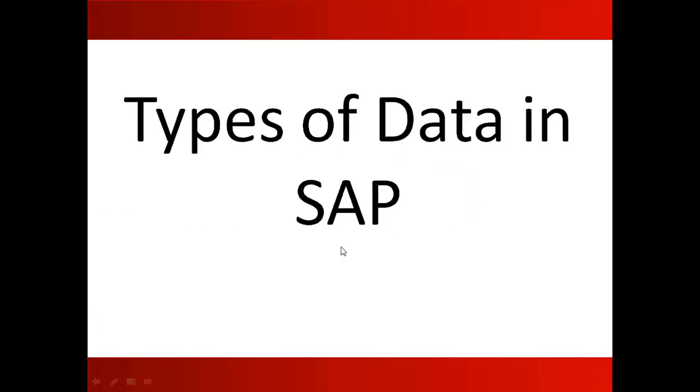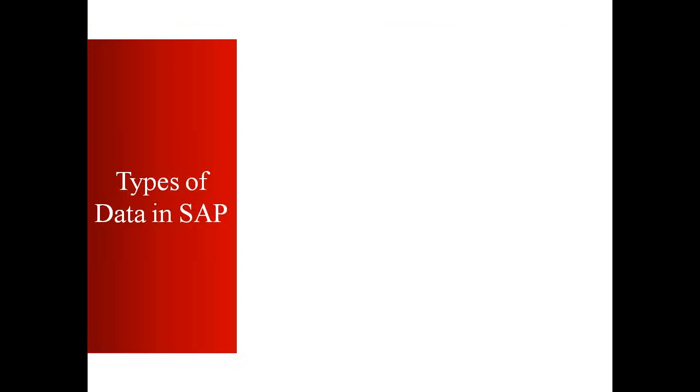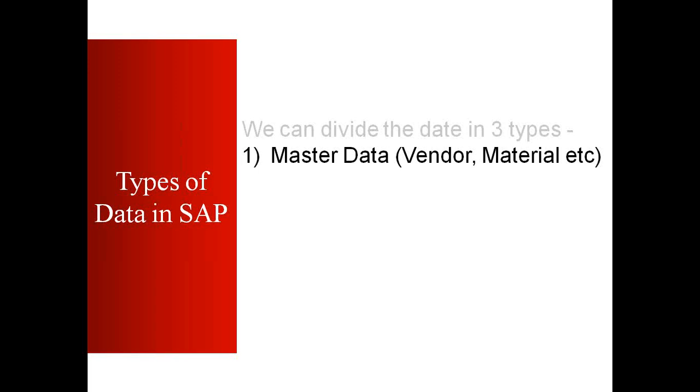Now let's move forward. Now we'll talk about types of data in SAP. SAP data can be divided into three different types. The first type is master data. What is master data? Master data is like a vendor, a material, a customer, or we can create a pricing record. These are master data, and master data will be used in the transaction data.